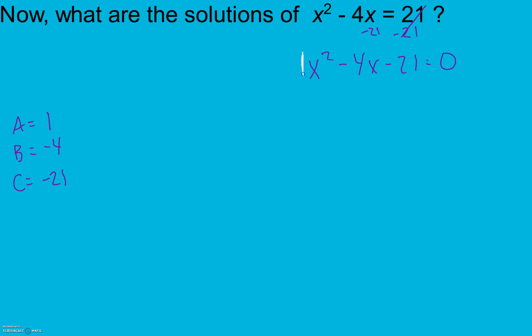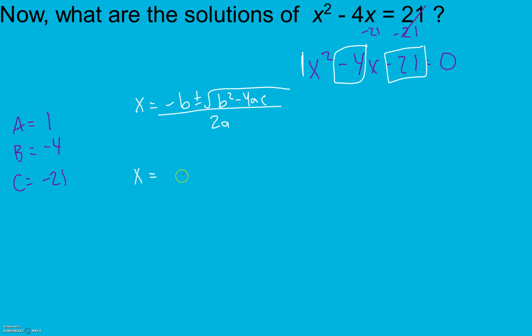Remember here that if there's not a number in front of a variable, it's a 1, and that our signs go with our numbers. Now, our quadratic formula is negative b plus or minus the square root of b squared minus 4ac all over 2a. And so we plug in our values. Negative b plus or minus the square root of b squared minus 4 times a times c all over 2a. And again, we're going to simplify this a little bit first.